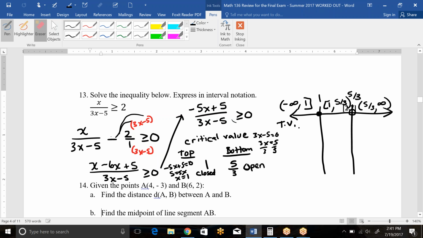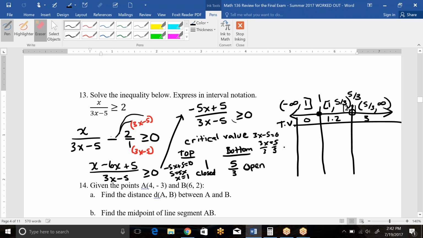When you pick your test value, you have to make sure you are picking numbers that are actually in the intervals. Otherwise, it doesn't make any sense. So less than 1, I could pick 0. Between 1 and 5/3. Well, 5/3 is 1 2/3, which is like 1.6 repeating. So maybe we pick 1.2. And then something bigger than this would be maybe 3. Just something in each region.